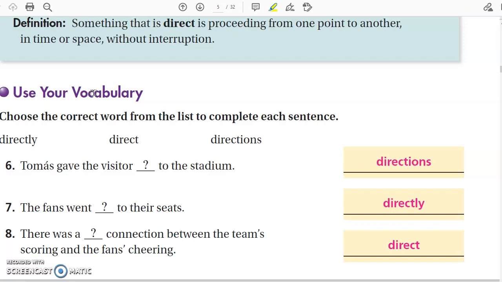Tomas gave the visitor what? Can you give us an answer there? Directions to the stadium. The fans went directly to their seats. There was a what, Caitlin, connecting the teams scoring and their fans cheering? It's going to be directly, direct, or direction. The answer is also in red on the board. Number 8, what's the answer? Direct is correct.